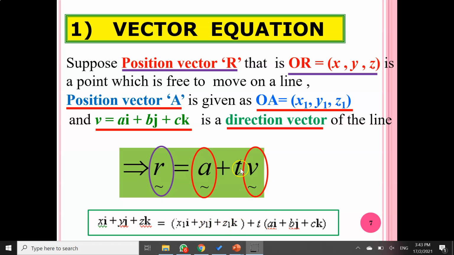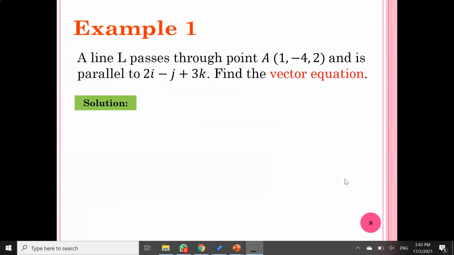And then you plus with t. t is just t over there. And then v is your direction vector. So whatever you have here, you can just put it inside here. So this is your vector equation.